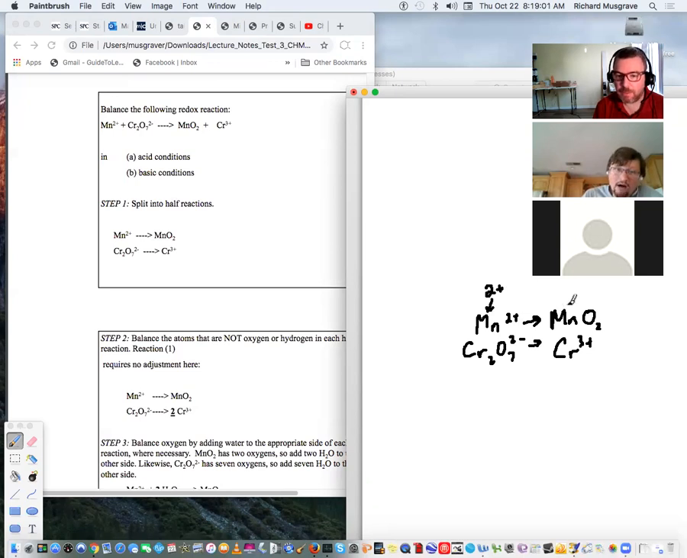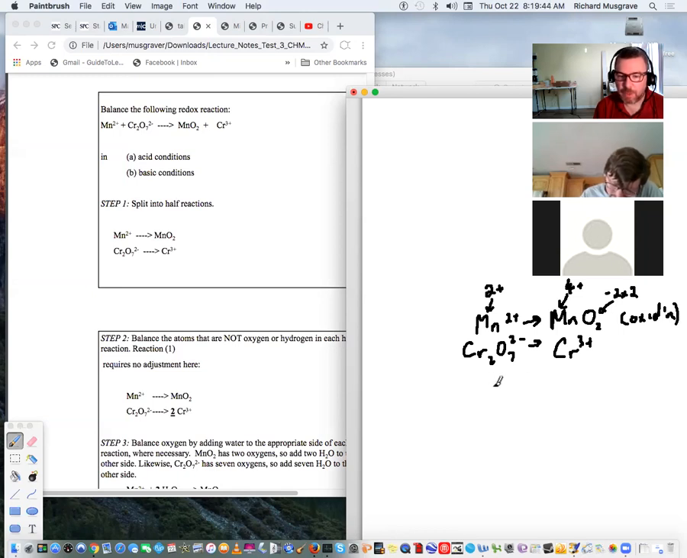In the case of MnO2, the charge is actually +4. Now, how do I know that? Well, oxygen has a charge of -2, and there's 2 of them. So that becomes -4, and that's how I know that Mn is +4. My point here is that the charge on Mn is going up, from +2 to +4. That means that this must be an oxidation. If this is an oxidation, then this must be a reduction.